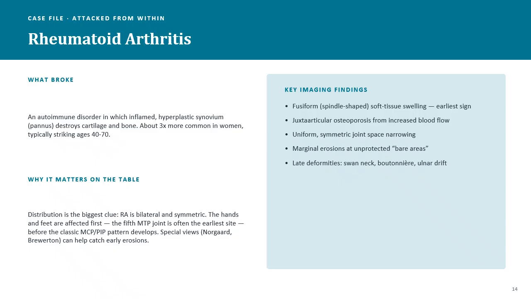And then in terms of late disease, it might produce ulnar deviation, swan neck deformity, and also boutonniere deformity. There are special hand projections such as the Norgaard and the Brewerton views that might be ordered to help demonstrate those erosions. Again, with this patient, you're going to position carefully because the patients may have pain. They also may have limited mobility. They also might be really stiff.